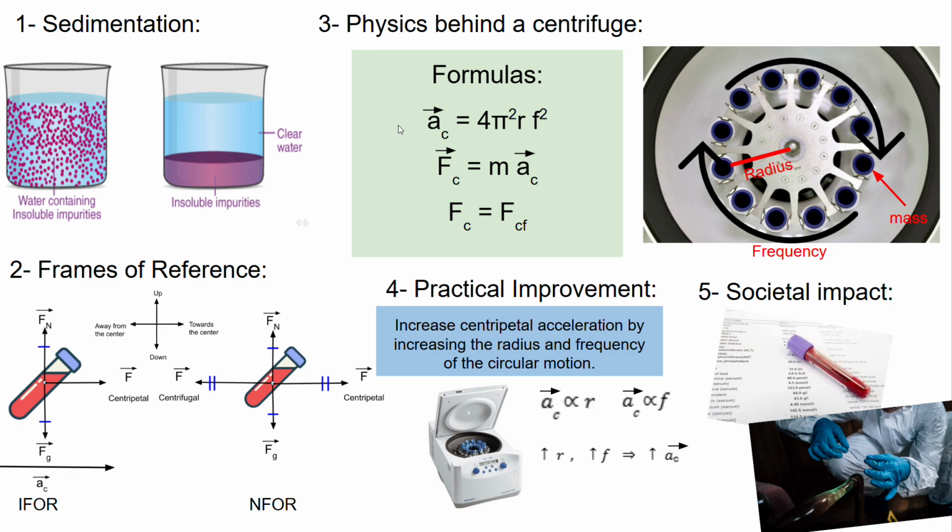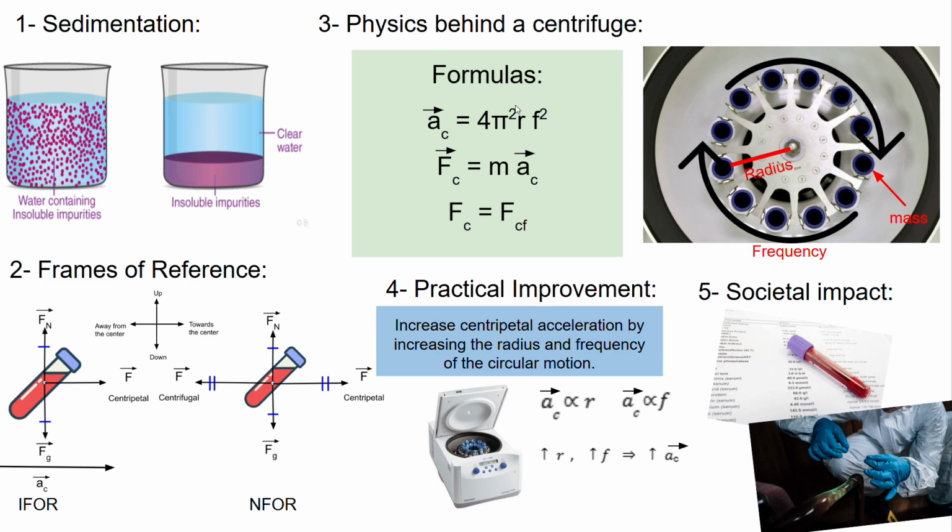Now, in class, we learned about the centripetal acceleration formula, which is a_c = 4π²rf². And the centripetal force is essentially mass times centripetal acceleration. And based on the definition, the centrifugal force is equal in magnitude. As you can see in the picture of the centrifuge, the r value in the formula is the distance of the blood sample to the center of the circular path in the centrifuge.